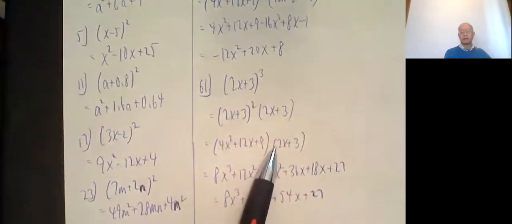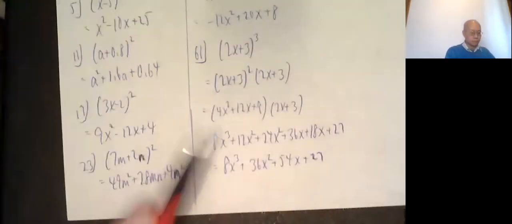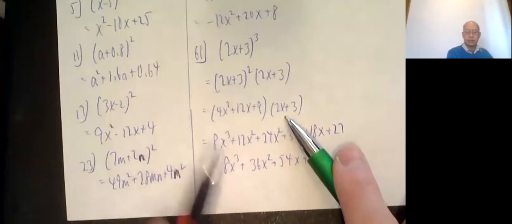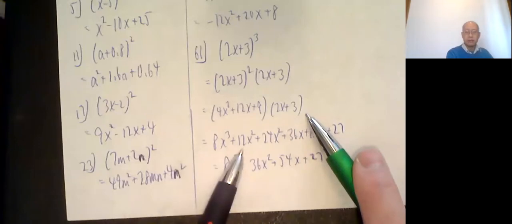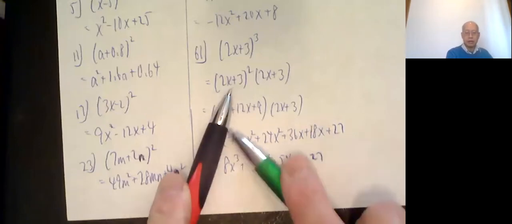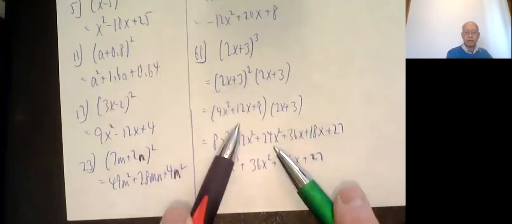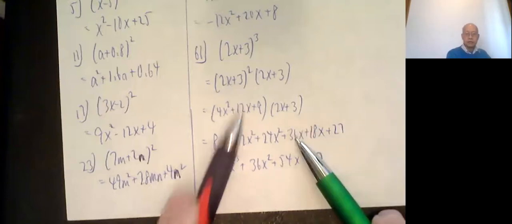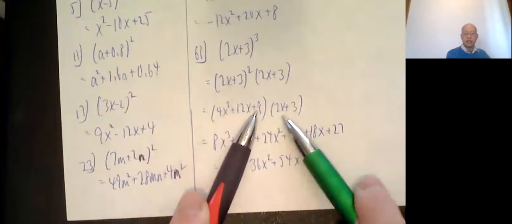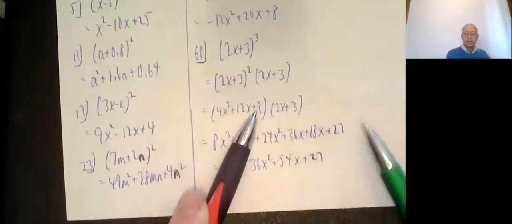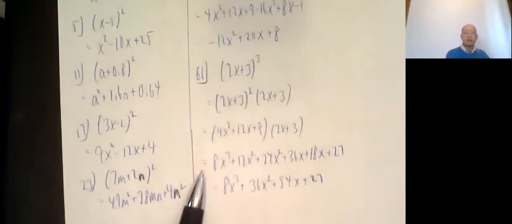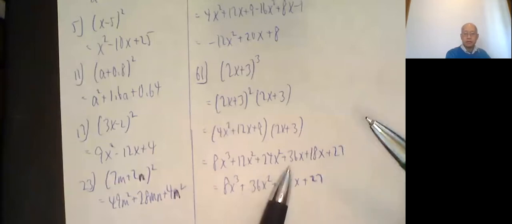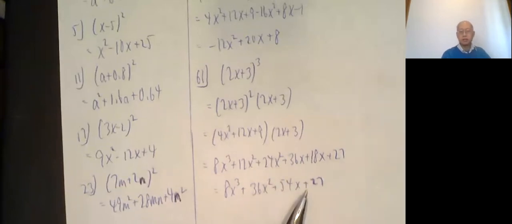Now I multiply it by another 2x plus 3. So again, it's everything here times everything here. So 4x squared times 2x, 8x cubed. 4x squared times 3, 12x squared. Okay, I'm finished with this. Now I go to 12x times each of these. 12x times 2x, 24x squared. 12x times 3, 36x. Done with that. 9 times each of these. 9 times 2x, 18x. 9 times 3, 27. Add them all up: 8x cubed plus 12 plus 24, 36x squared, plus 36 plus 18, 54x, plus 27.